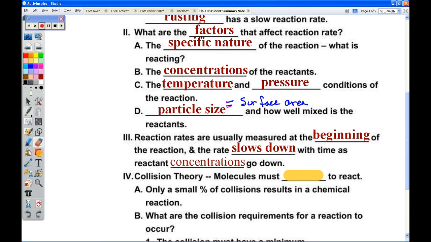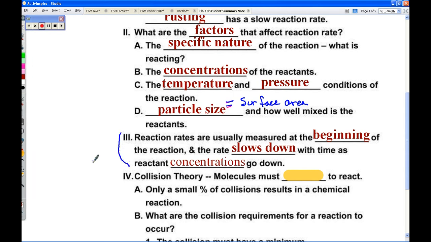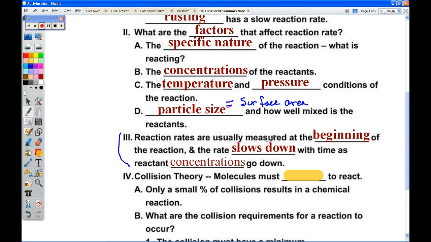Now, what I want you guys to do is keep this in your mind for a minute. We're going to go over the next spot, and then I've got a question about this. So keep this in mind. The reaction rates are usually measured at the beginning of the reaction, and the rate slows down with time as the reactant concentrations go down.